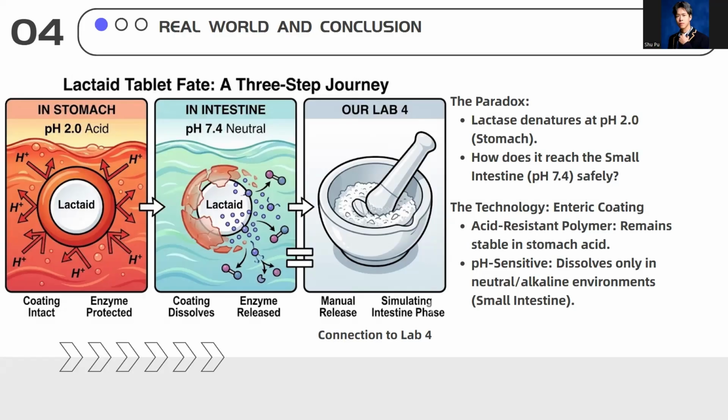Stage 3 is our lab. This brings us back to the crucial detail in our procedure. Remember step 1? We crush the tablets. Why? By crushing it, we mechanically bypass the coating, simulating the released state of the enzyme in the intestine. This allows us to measure its activity directly.